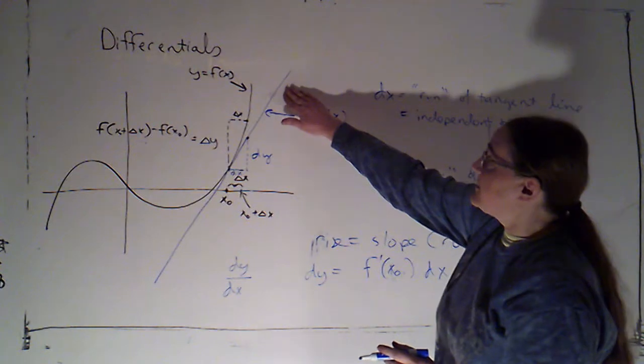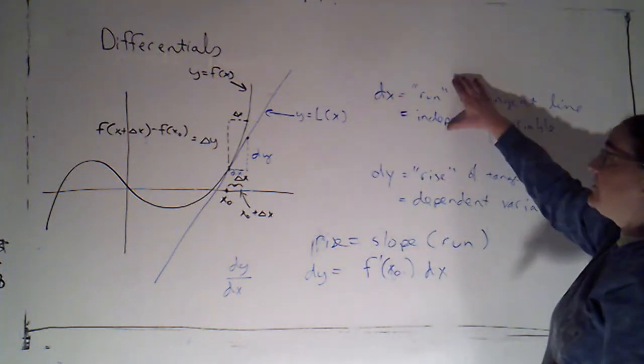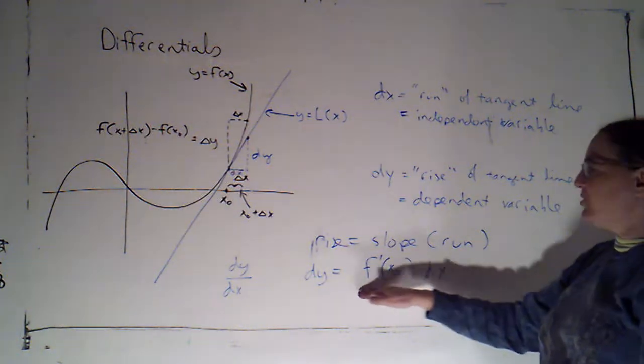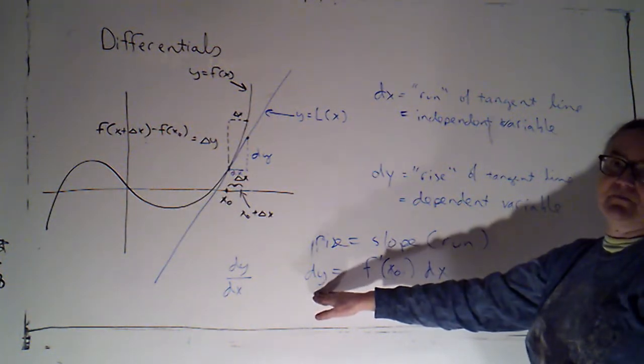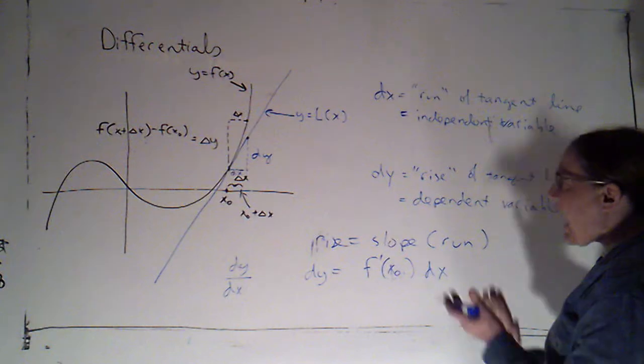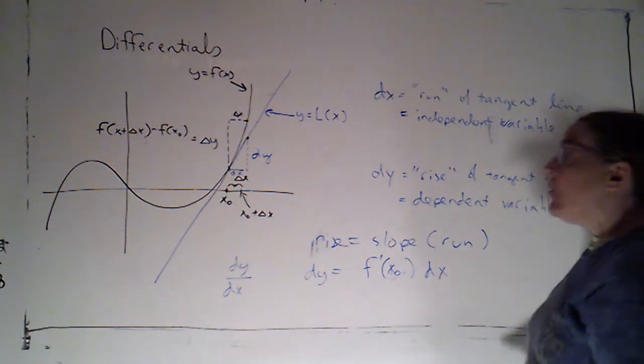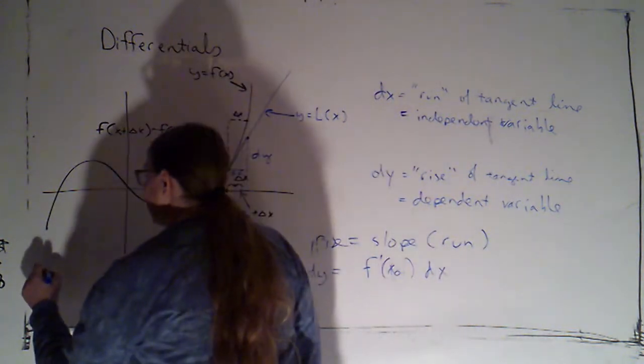So if I know the slope of this line and you tell me the run, all I have to do is multiply the run by the slope and I know the rise. Now, how is this going to be useful for us? Well, the basic idea is this.